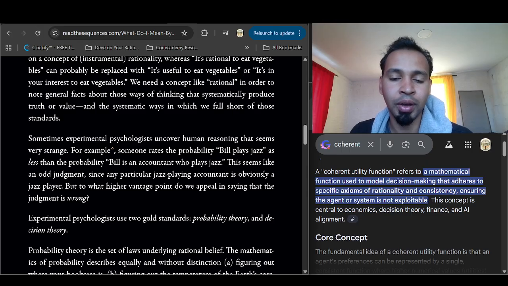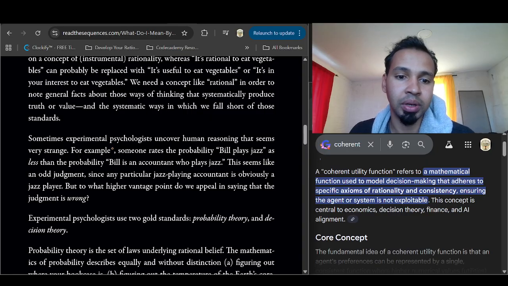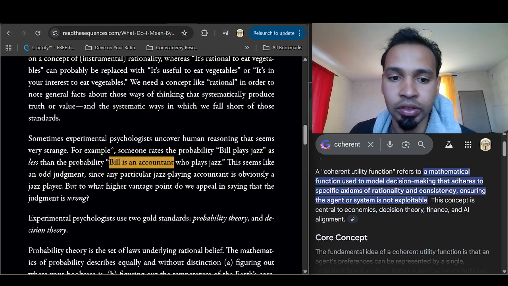So the probability of Bill playing jazz is less than the probability that Bill is an accountant who plays jazz. I have no idea. I feel like I just don't have enough data, frankly. I mean, Bill, irrelevant to whether or not he plays jazz, I feel like it has nothing to do with whether or not he's an accountant, frankly.